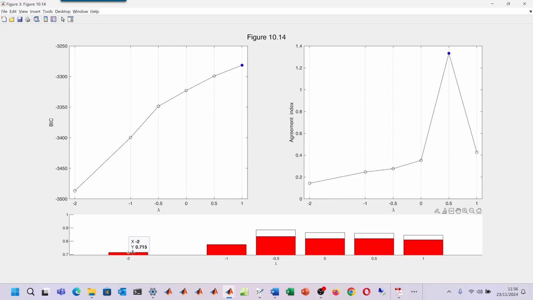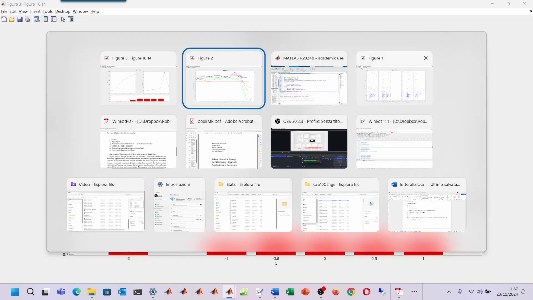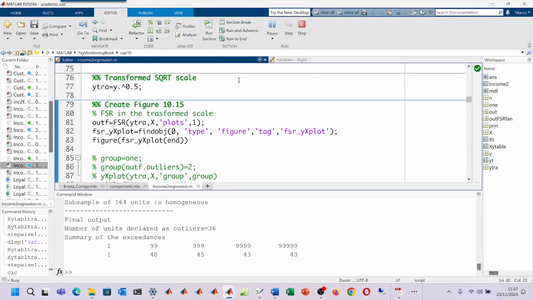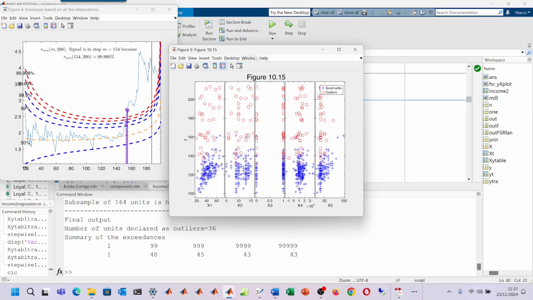And notice that, in fact, the proportion of units that are used is much smaller than that of the other values of the transformation parameter. Now we trust the agreement index. We go on transforming the data using lambda equal to 0.5, that is the square root transformation. We transform the data and then we do the outlier detection procedure.